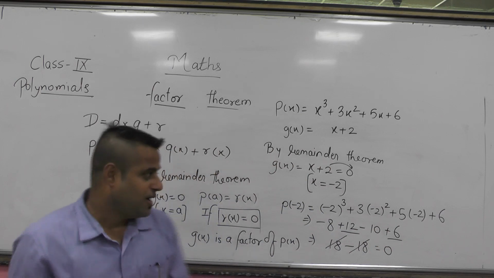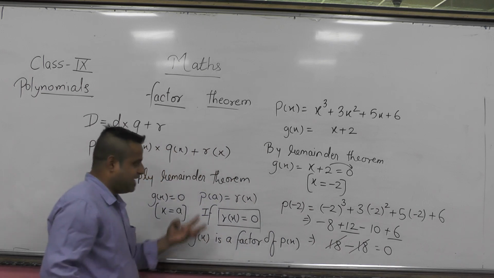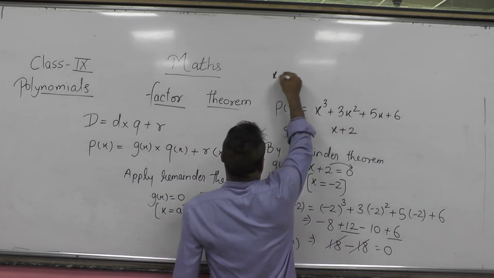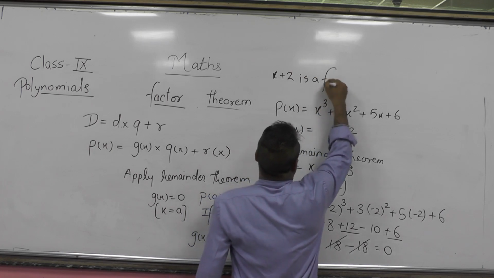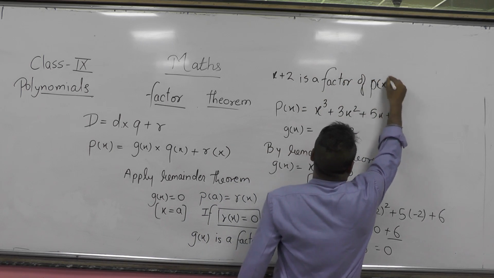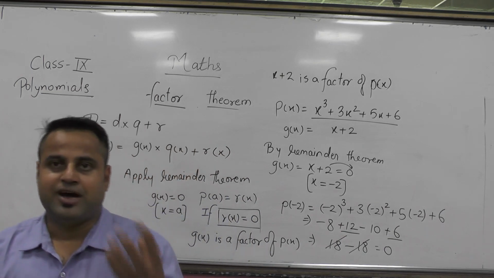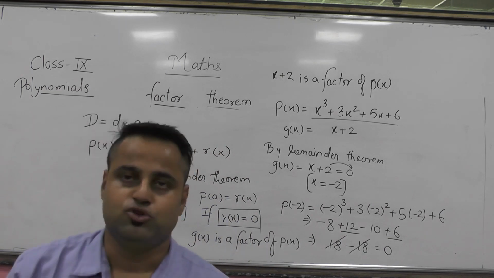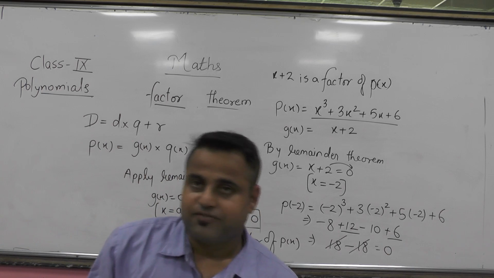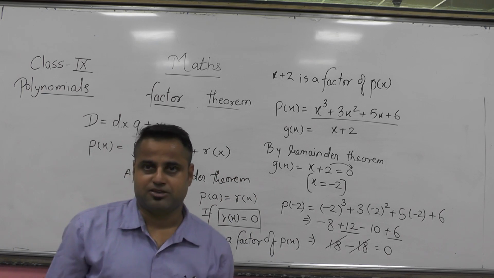0 is the hero. Now we get p(-2) equal to 0. That shows that g(x) is a factor of p(x). So we can say that x plus 2 is a factor of our p(x), polynomial of x, which is this big one. So this simply defines the factor theorem and the remainder theorem, how to use it, and how essential it is for getting the factor or for checking the remainder. This is how we can use the remainder and factor theorem.